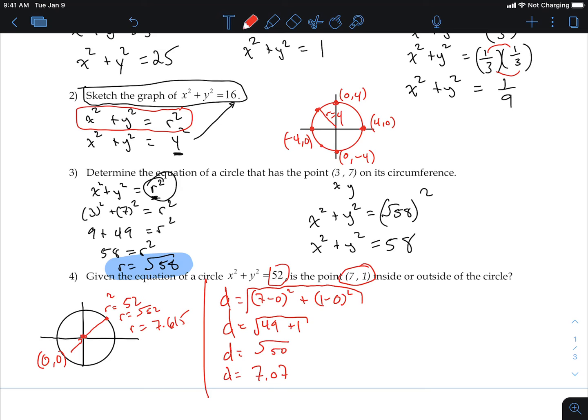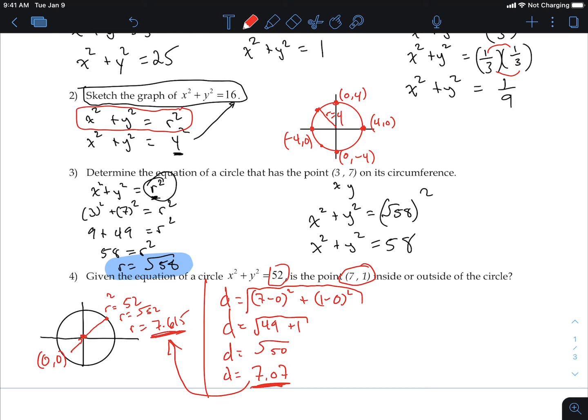So what does everybody think it is? Inside or outside? I know where the outer boundary of the circle is. It's at 7.615. If the point lied outside of that circle, then this number should be bigger than that one. But it's not. It's smaller, which must mean it lies on the inside.